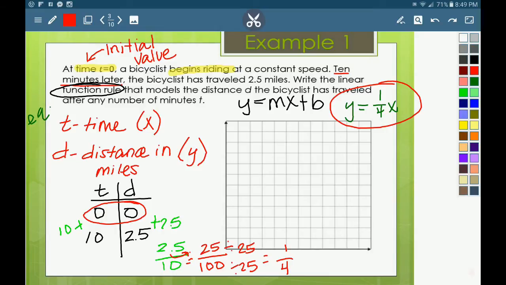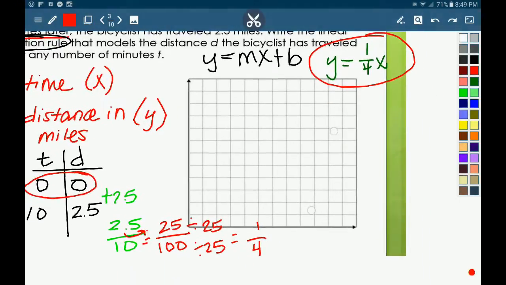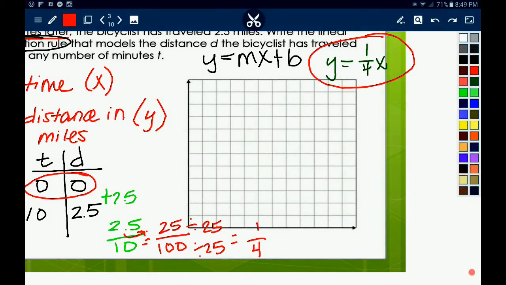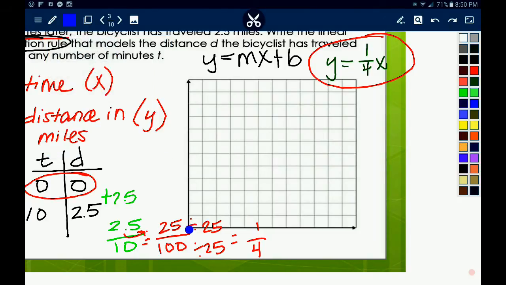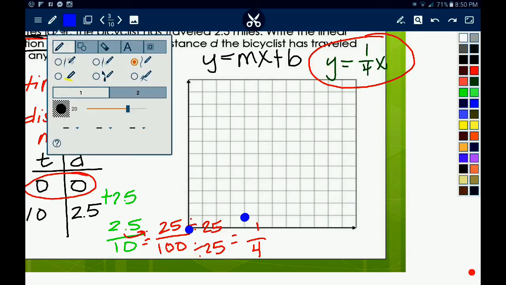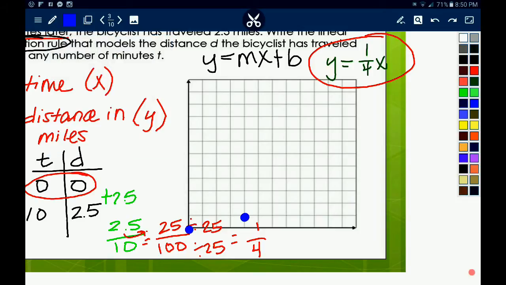Now, I've also provided a graph in case you wanted to plot the points and figure out the equation from there. So we can plot 0, 0. Okay, 0, 0 would be down there. And then we can rise 1 and run 4. I'm not going to label the graph, and anytime you don't label the graph, I'm going to assume you're counting by ones. So if I rise up 1 and I run 4, the next point will be right there. I'm going to connect the dots. And then that graph is representative of the situation.